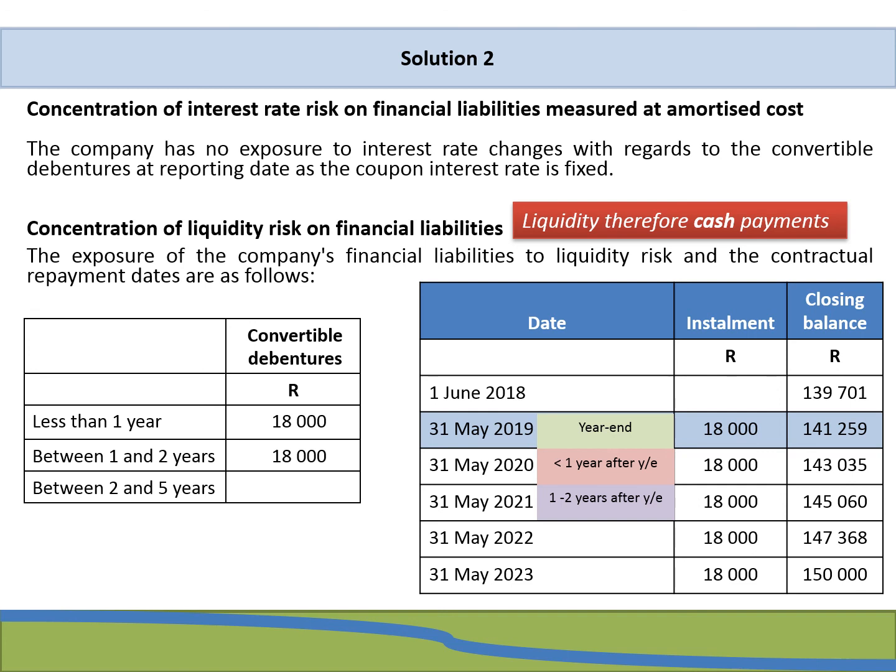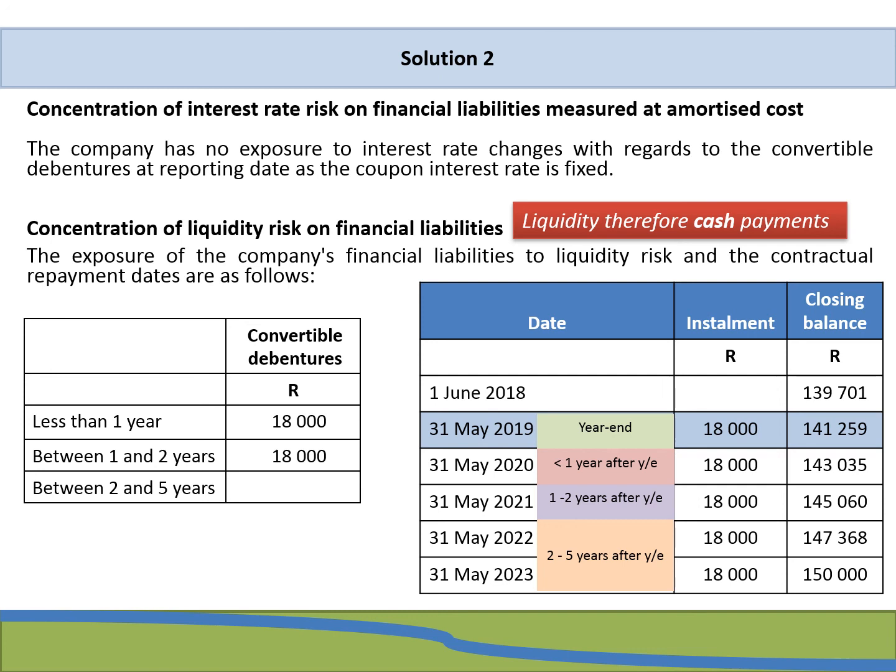And lastly, the disclosure refers to between 2 and 5 years. So in other words, more than 2 years after year end, which is after 31 May 2021, but less than 5 years after year end. So in other words, before 31 May 2024. But in this case, the debentures only have 2 years remaining, and therefore it will all be included as it is before 5 years.